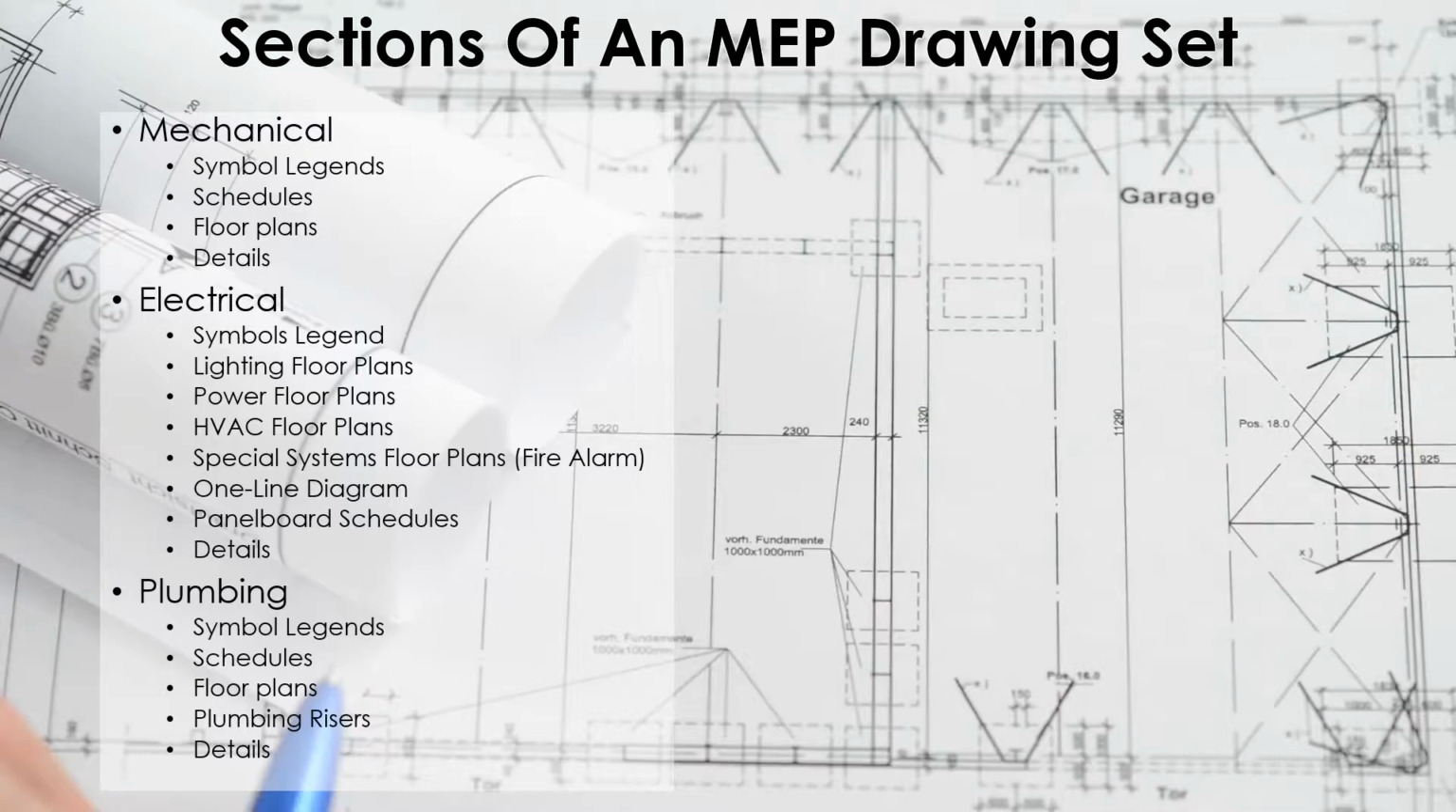Lastly, you have plumbing. Once again, you have the symbols legend, and you have the plumbing schedules showing fixture types. You have your plumbing floor plans. Then you'll have plumbing risers, which is essentially either 2D or 3D isometric view of how the plumbing is routed. And lastly, you'll have details.